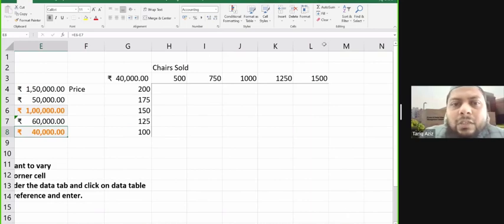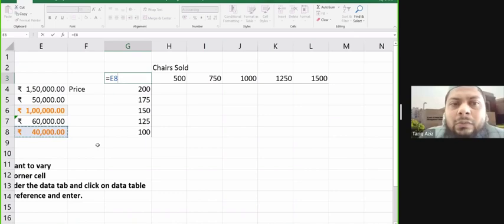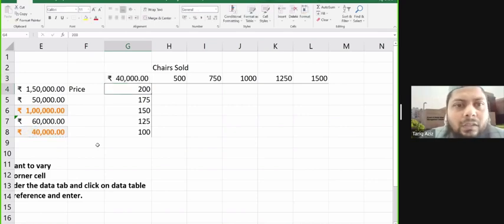Sensitivity analysis. So what I have done here, in this case also, first we have to provide the reference of the output. So our output is 40,000. In the upper left corner of this table, I have given the reference of the output, that is 40,000, or in the cell E8. After giving this reference, I have to provide some values in the rows and some values in the columns.